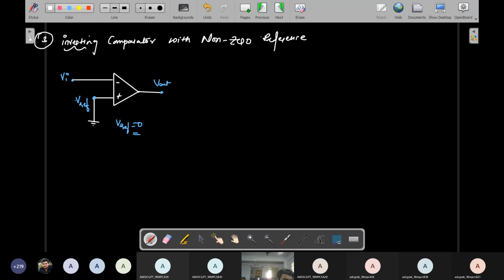Non-zero reference means the reference voltage has sufficient potential. So right now V reference is not 0. Say V reference is equal to 5 volts. So now I consider 5 volts. It is non-zero, meaning it is some value. So this is the actual diagram of the inverting comparator with non-zero reference.